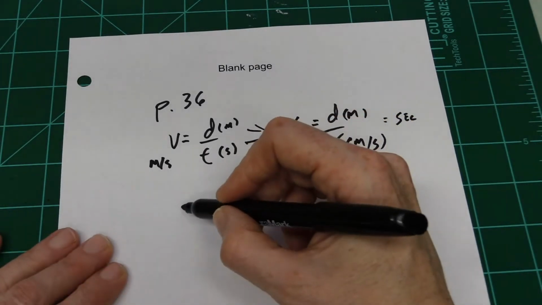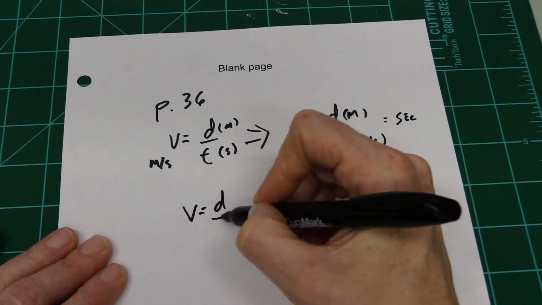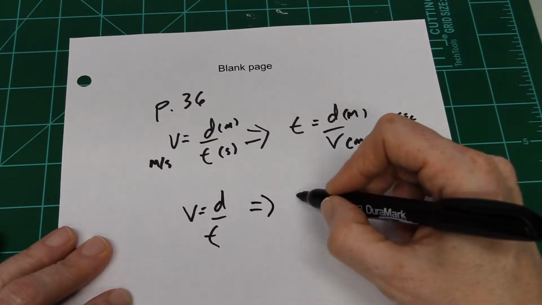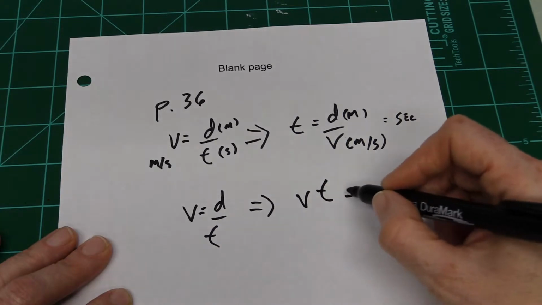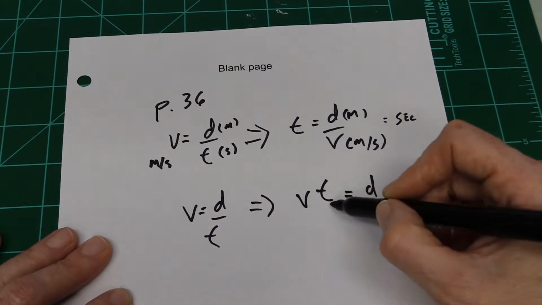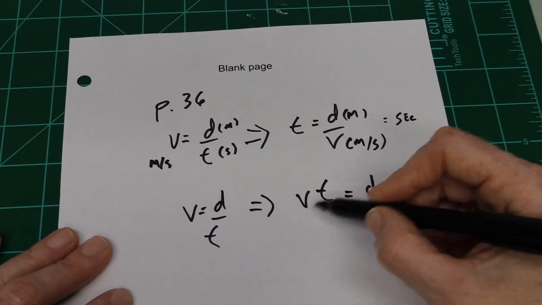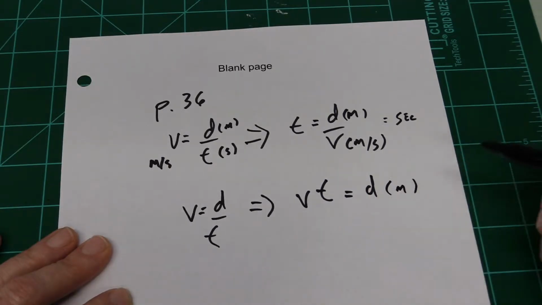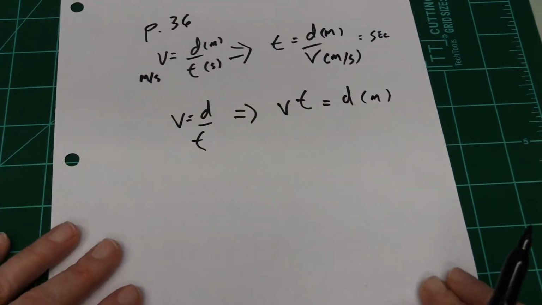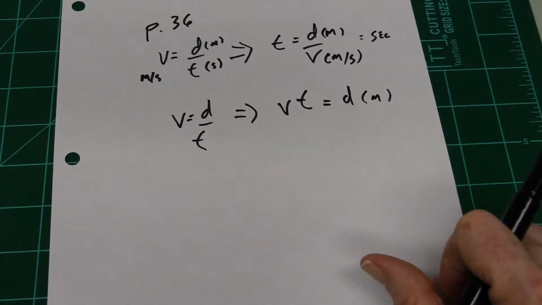Another transformation of velocity is distance divided by time. What you can get here is this other relationship: velocity times time is equal to distance. And here we'll have meters per second times seconds, which will give you something in terms of meters. So that's another relationship that's there on page 36.